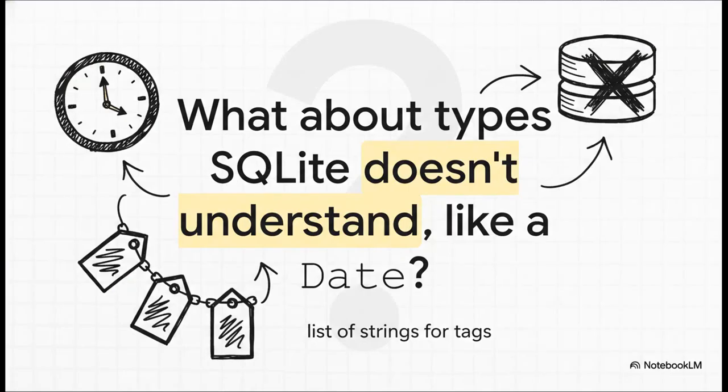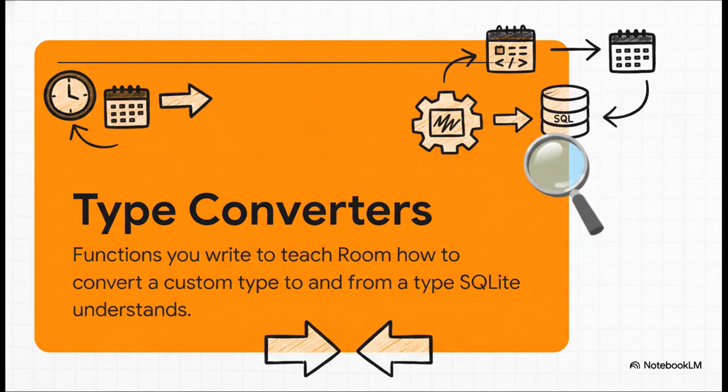So you're probably thinking, okay, that's great for strings and numbers, but what about something like a date object? Or what if I have a list of tags for a note? SQLite, the database underneath, has no idea what those things are. So what do we do? The answer is something called a type converter. And really, it's just you teaching Room a new trick.